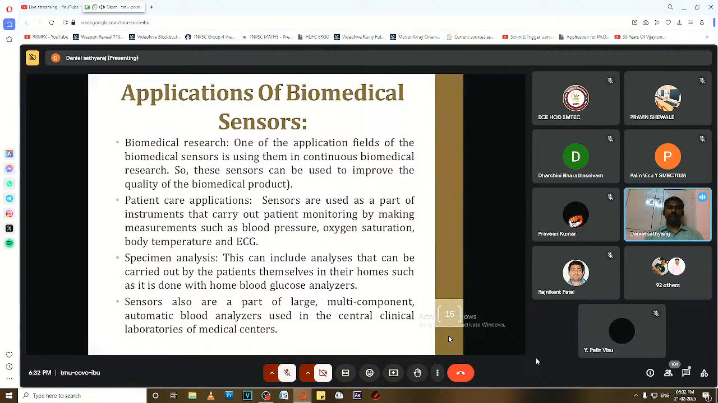And we are able to measure blood pressure, oxygen saturation, body temperature, and ECG can also be measured using this type of application. Specimen analysis can also be done if you are using separate non-invasive types of sensors. Any specimen can be collected and given to the sensors. The example is blood glucose analyzers, which use these types of sensors. Normally the sensor is a part of a large, multi-component automatic blood analyzer, used in central clinical labs or any medical centers.